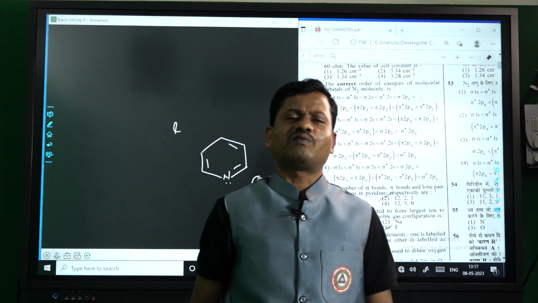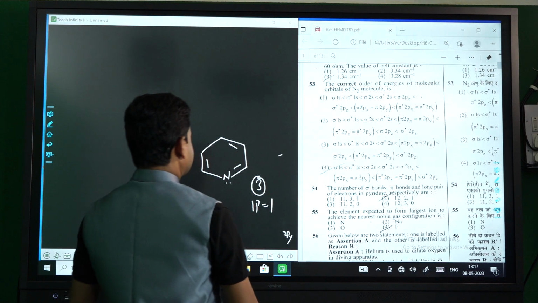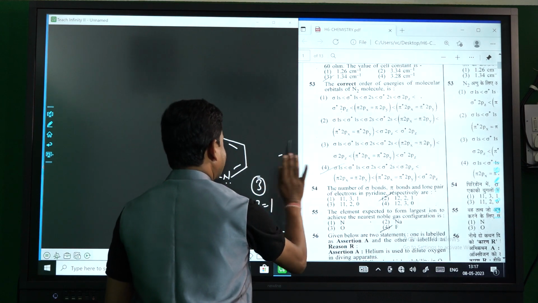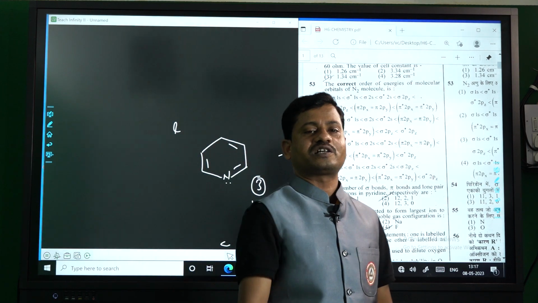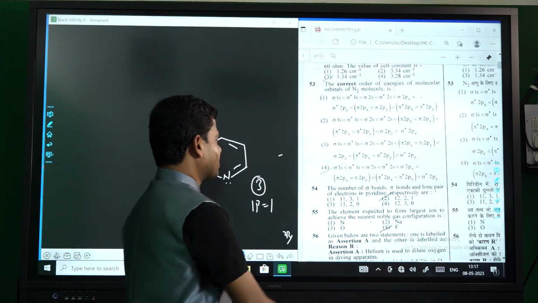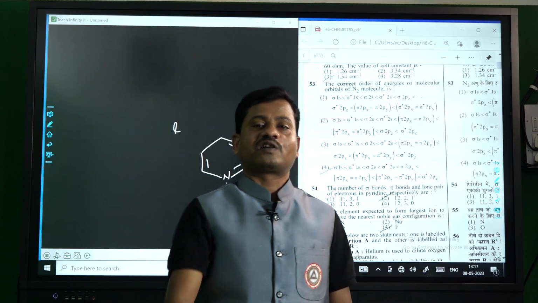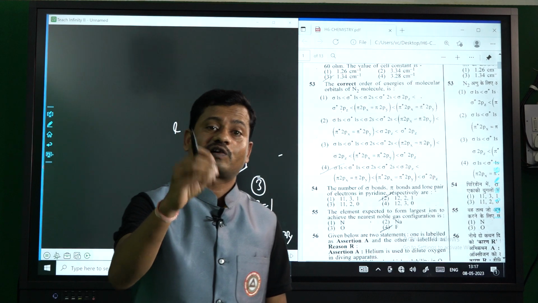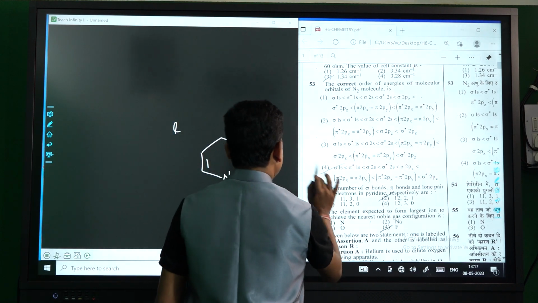Don't waste time counting the number of sigma bonds, that is the hidden concept of NEET. You just visualize the number of pi bonds and the number of lone pairs, and you will get your correct answer. Don't count the number of sigma bonds, because if you count them, your time will automatically be consumed. So that answer is 1.